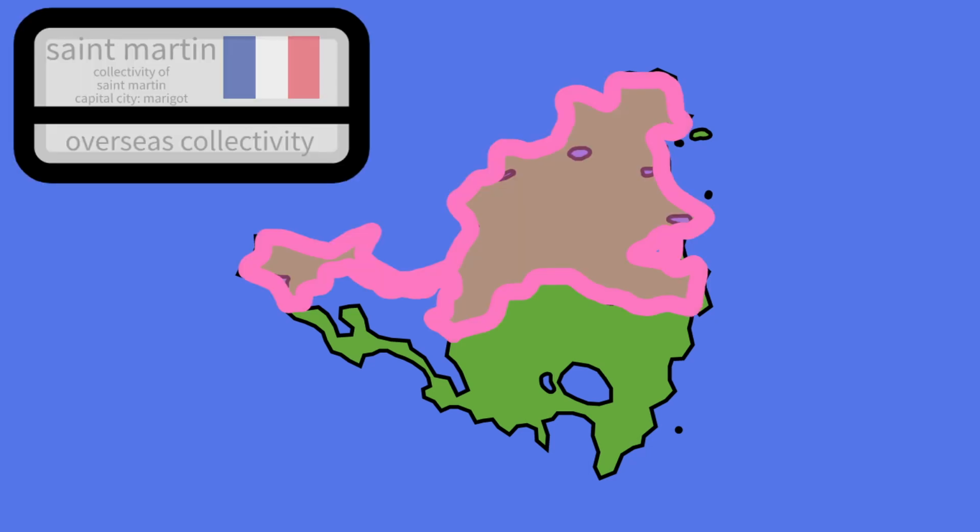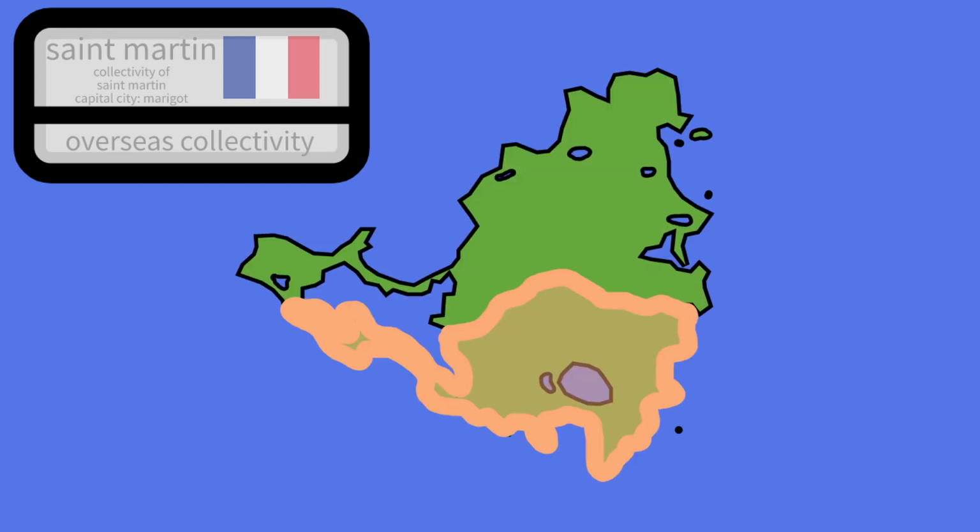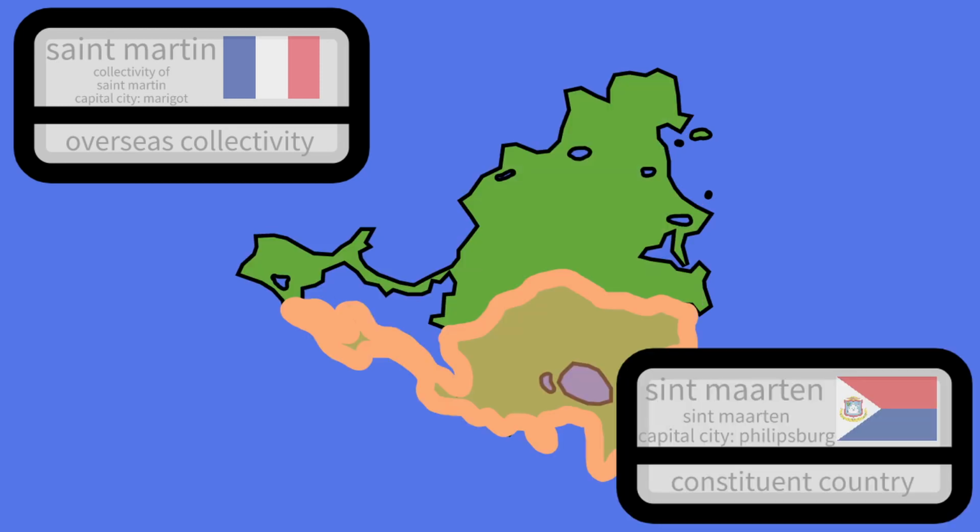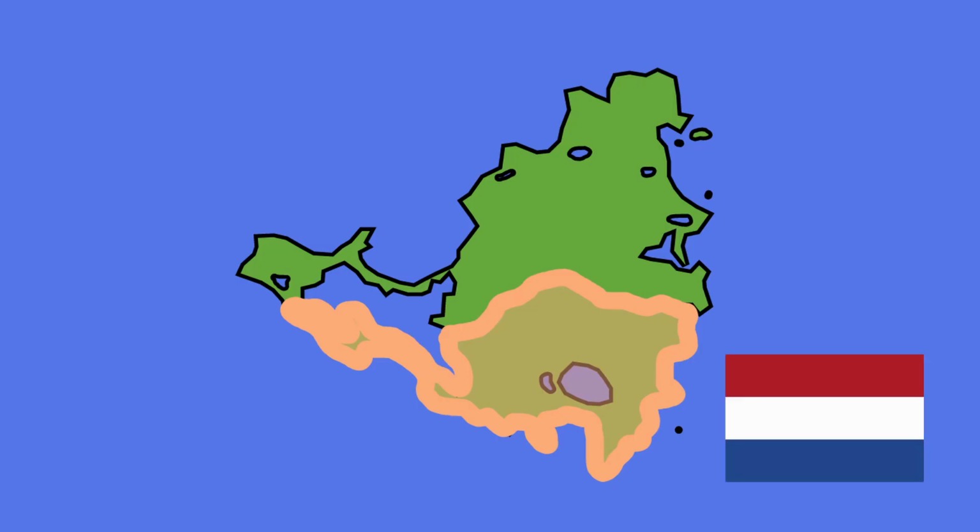The first one is just called Saint Martin, and it is an overseas collectivity of France, similar to Saint Barthélemy. The bottom part, on the other hand, is called Sint Maarten. Yeah, the island and the two territories all have basically the same name. The southern part instead belongs to the Netherlands, meaning France technically has a land border with the Netherlands.